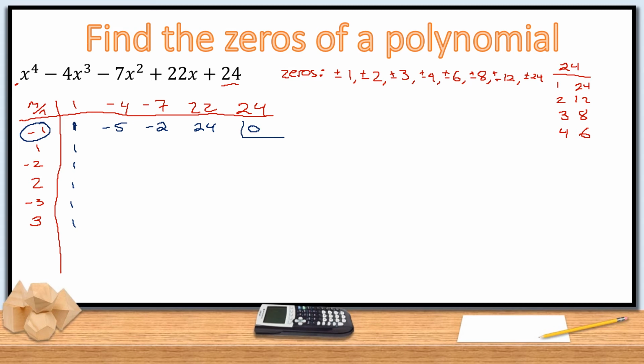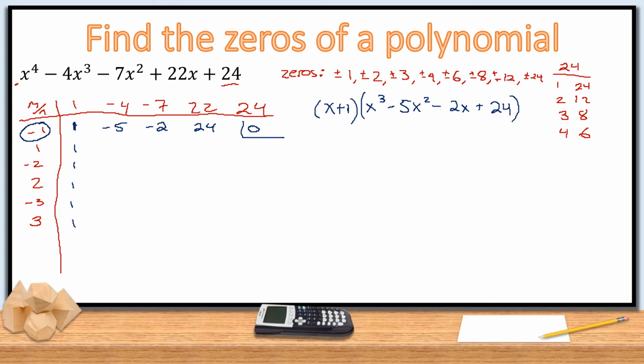But what we do know now is that in factored form, if minus 1 is a solution, that means x plus 1 is a factor. And the quotient is also given to us now. So we've got x cubed minus 5x squared minus 2x plus 24.